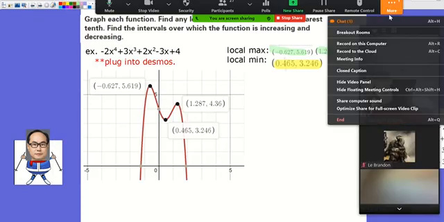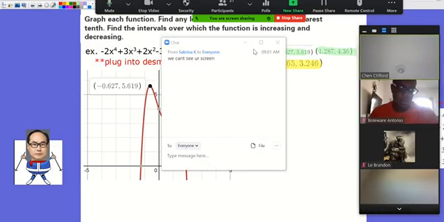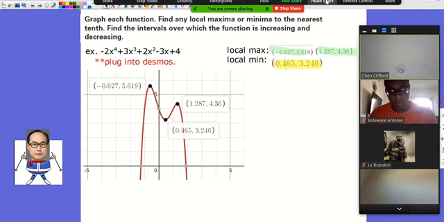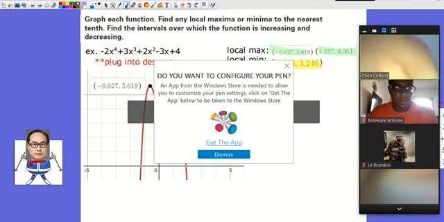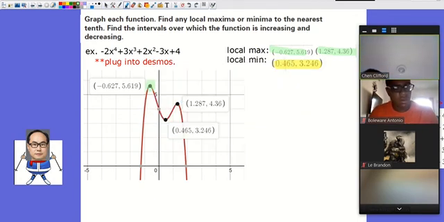Okay, so yesterday I taught you guys local min and local max, and I said that whatever is the top of your hill is going to be your max, and whatever is the bottom of your hill is going to be your local min. So these were your maxes, and these were your mins. That was your min right there.